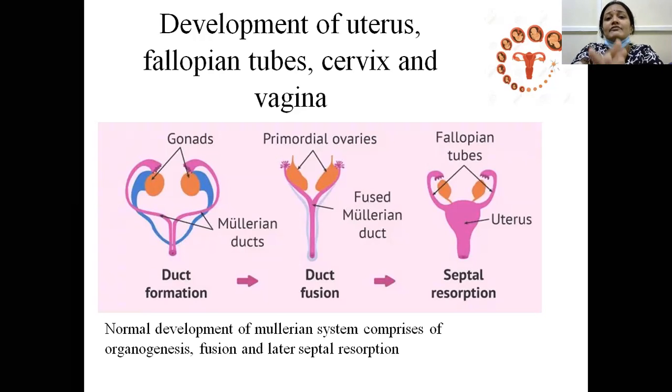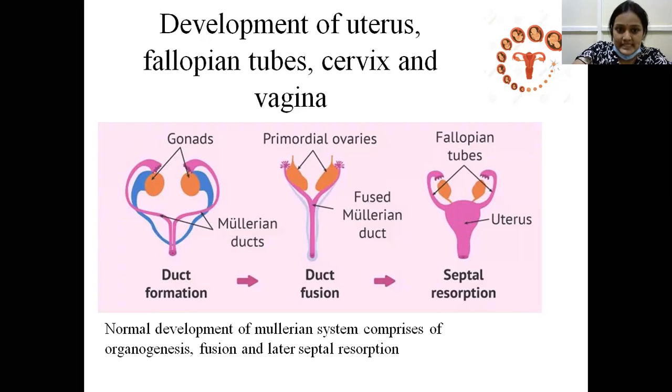The development of the Mullerian system is divided into 3 phases: the phase of organogenesis, the phase of fusion, and then the septal resorption. Why I'm stressing on this is the development of the Mullerian system and the anomalies are going to appear for your entrance exam. They are going to give many questions. When we are reading this, we'll think that we know everything, but when you go for the exam, we feel that it's the most confusing part. So I have given you many pictures to make you understand it completely.